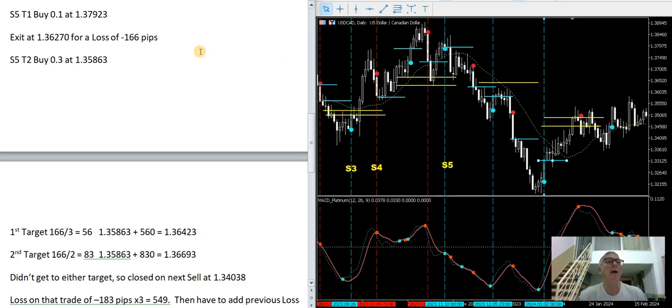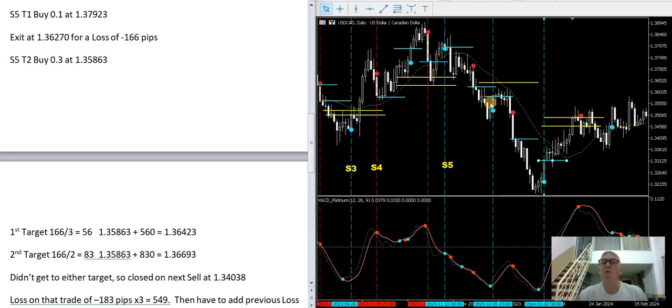So we took a buy here at 0.1, 137,923. Exit here, opposite QMP filter dot, not a valid sell signal because the MACD platinum was below the zero level. We exit, took a loss, 166 pips.